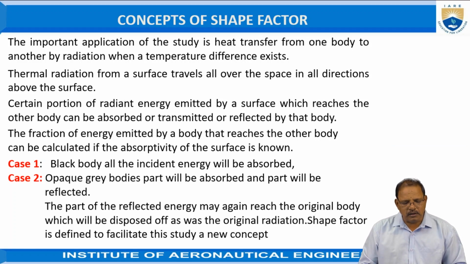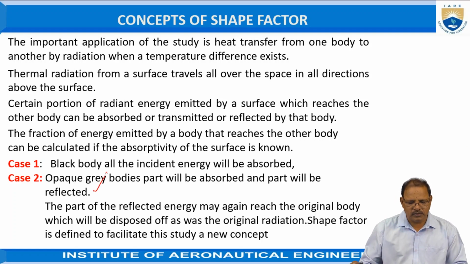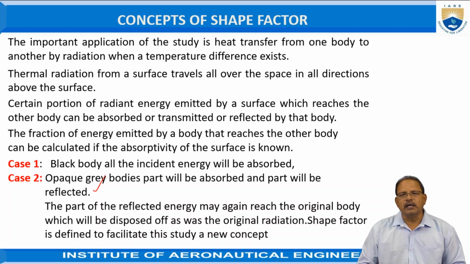Here case 1 is given. Black body means all the incident energy will be absorbed. Case 2, opaque or grey bodies: part will be absorbed and part will be reflected. The part of the reflected energy may again reach the original object from which the energy was received by the first body, in addition to the original radiation. The shape factor is defined to facilitate this study, a new concept.